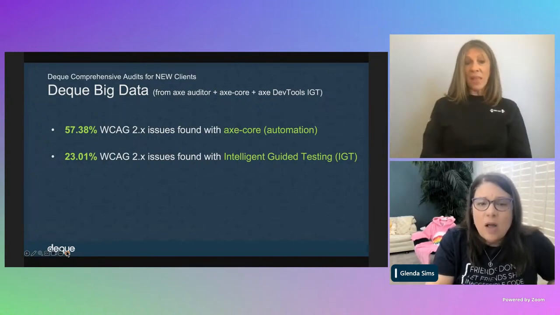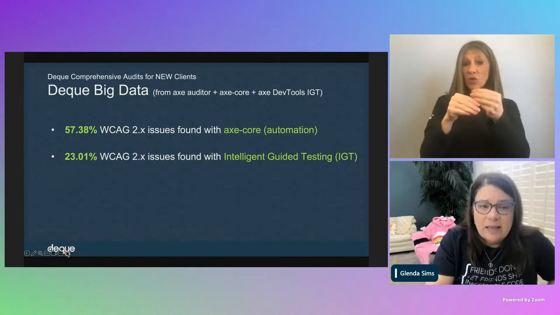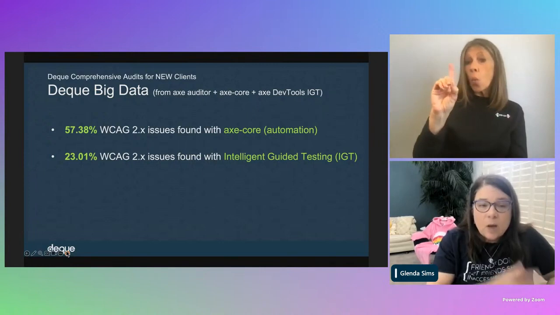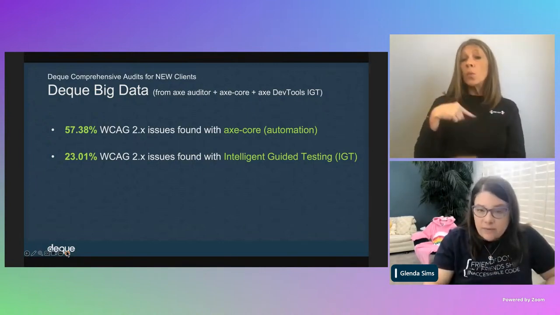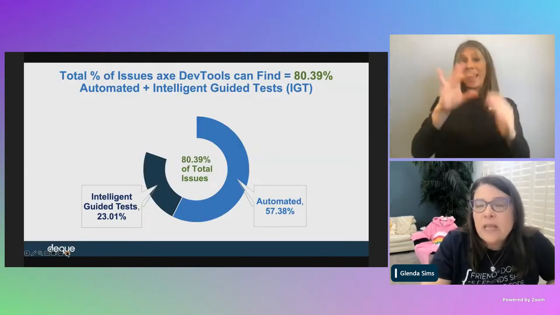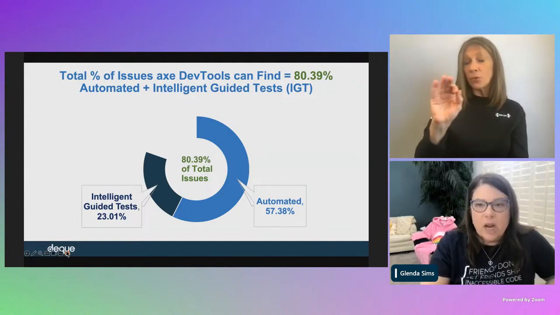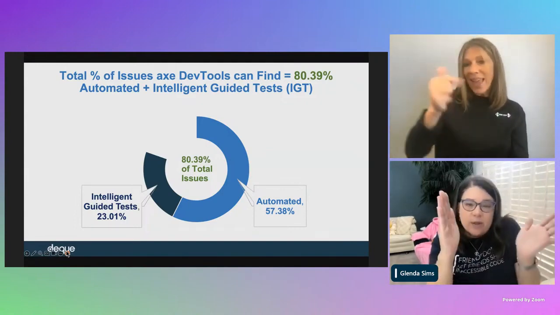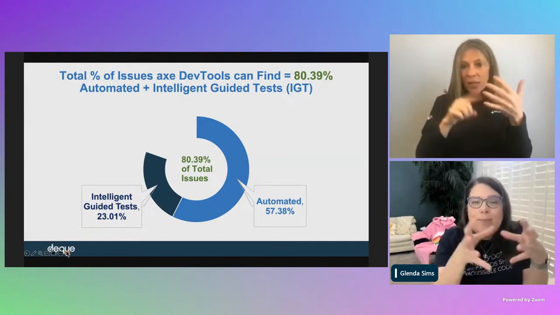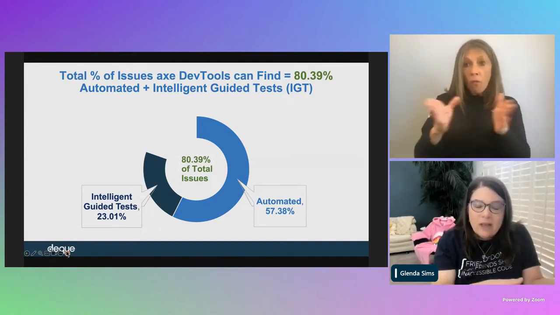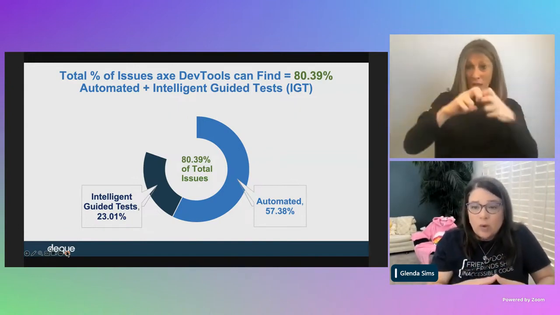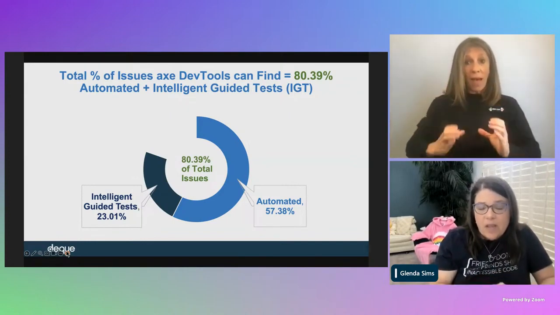And then on the additional intelligent guided testing, we came up with 23.01%. And so when we say the issues found can get you up to 80.39%, it's not 80% coverage of WCAG, because that extra 20% is a lot of different success criteria that you need to test for, but by volume, it really is 80% of the volume of issues that we're seeing in our real world client work.